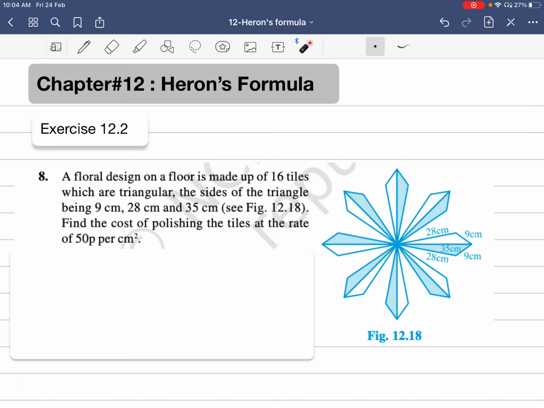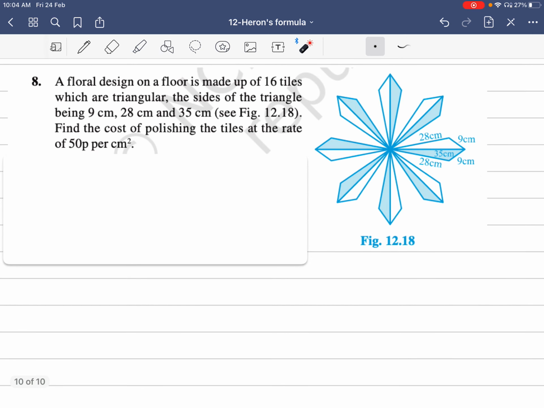So in this video, we're going to see problems from exercise 12.2, which belongs to chapter number 12, Heron's formula. So here we're going to see problem number 8. Let's see what the problem reads. So let's bring it down here.